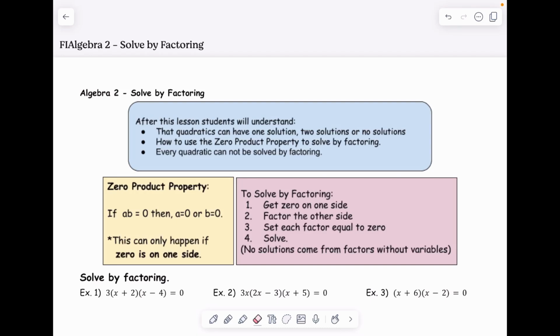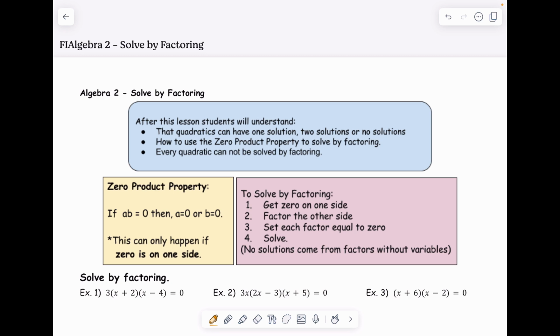Okay, today we're going to be talking about solving by factoring. What I really want you guys to get out of this lesson is that quadratics can have one solution, two solutions, or no solutions. Now, quadratics are of degree 2. So if you have anything higher than degree 2, then you have the ability to have more solutions.